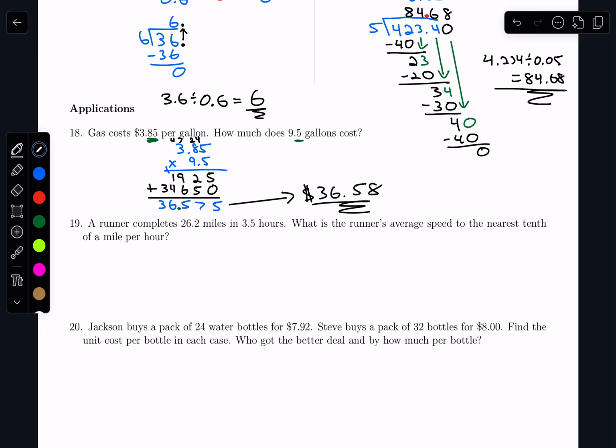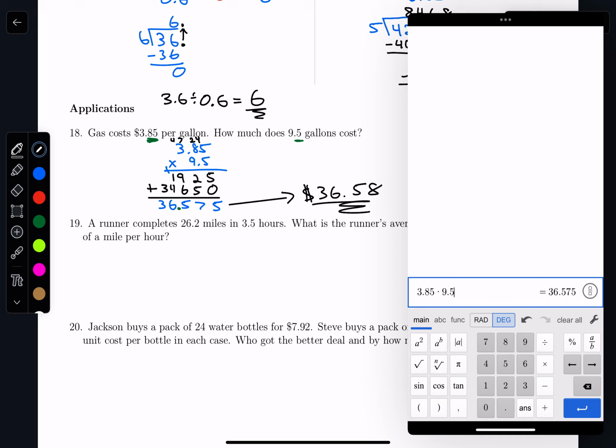All right, number 19. A runner completes 26.2 miles in 3.5 hours. What is the runner's average speed to the nearest tenth of a mile per hour? So we're going to calculate this division, but then we're going to round to the nearest tenth. The reason for that is that if we type this into a calculator, we're going to notice that we have way too many decimal places. 26.2 divided by 3.5. See how those decimals just keep on going?